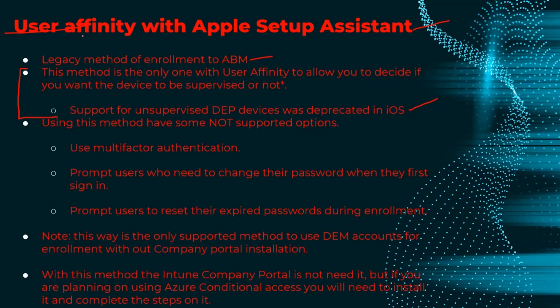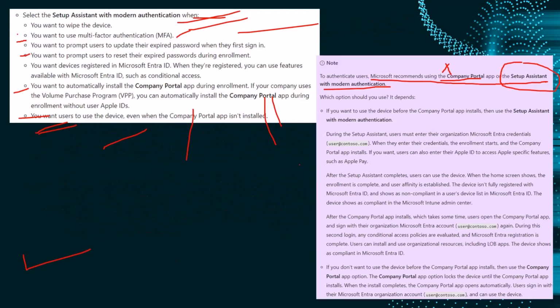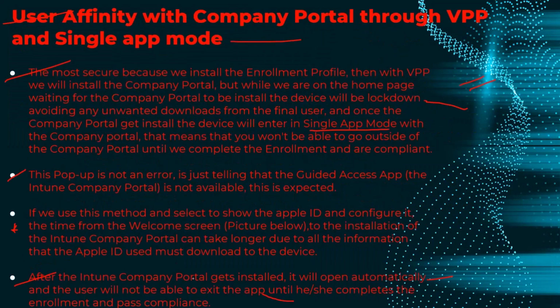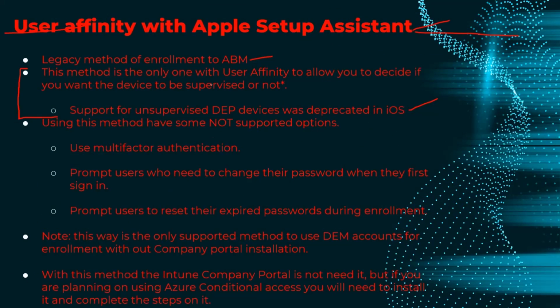Now, using user affinity with setup assistant, there are some things that you cannot do. What are the things you cannot do? Anything that requires the company portal application. So I'm just going back over here, and right now we are discussing this option, setup assistant without company portal application. And we have already seen what the things are that you cannot do over here, right? So the slide is also talking about the same things. User affinity with Apple setup assistant without company portal: using this method, you cannot use multi-factor authentication, prompt users to change password, expired password, stuff like that.